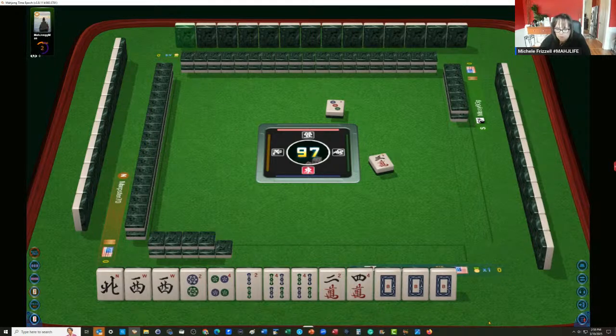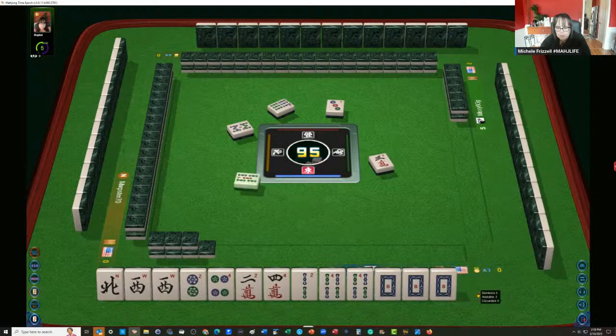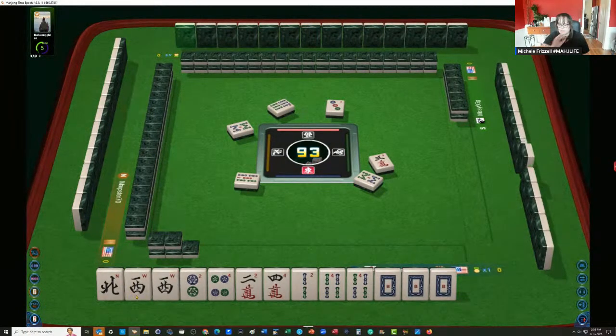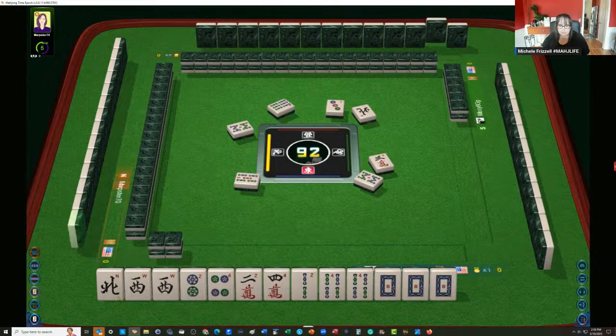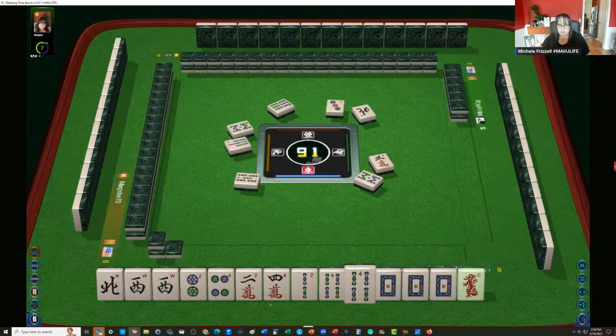News with the year 2024. 8 bamboos. We need 2s in here. We need 2s. 6 bamboos. 5. No. 5 bamboos. The west is a discard. We don't need that. 8 bamboos. North wind. We need a pair there. 7 bamboos. Dragon.